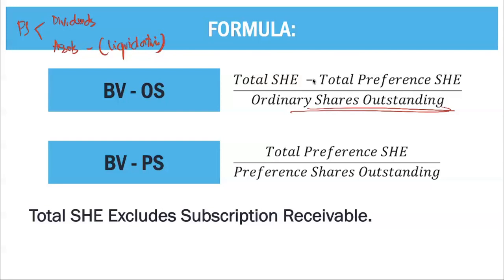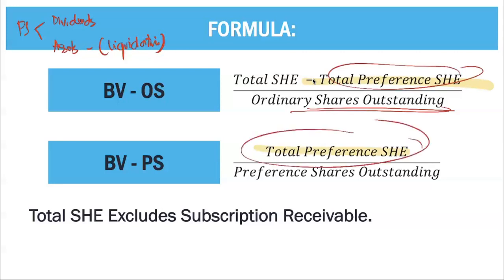Here, when we talk about your shares outstanding, you still have the same computation of your shares outstanding. You need to deduct your treasury shares. You add your subscribed share. Now, for your BVOS and BVPS, one important factor is to compute for your total preference share. Okay? So later we will learn how to compute for this total preference share. But take note, your total share should exclude the subscription receivable.